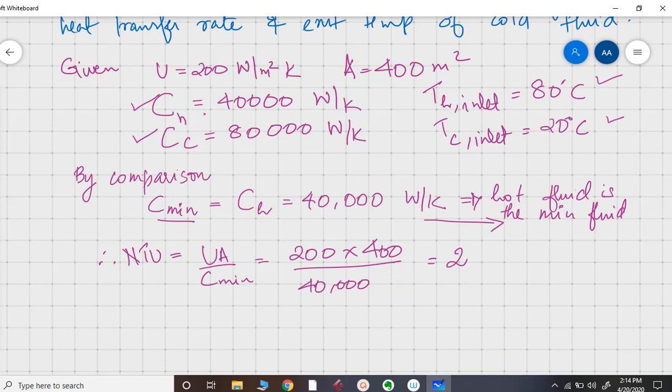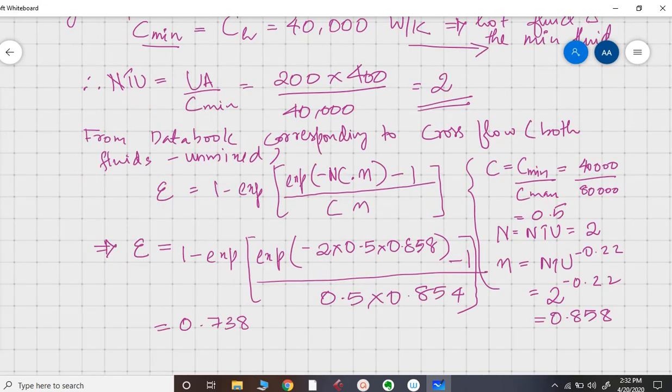Now using the definition of NTU equals UA divided by C minimum, you can calculate that the NTU is 2 units. You can refer to the data book for the relation of epsilon in terms of NTU. Your data book contains two sets of equations for the heat exchangers. One is of the form effectiveness as a function of NTU, and the second set of equations are in the form NTU as a function of epsilon. In this case, NTU is known from our previous calculation, and you would wish to find the value of epsilon, the effectiveness.